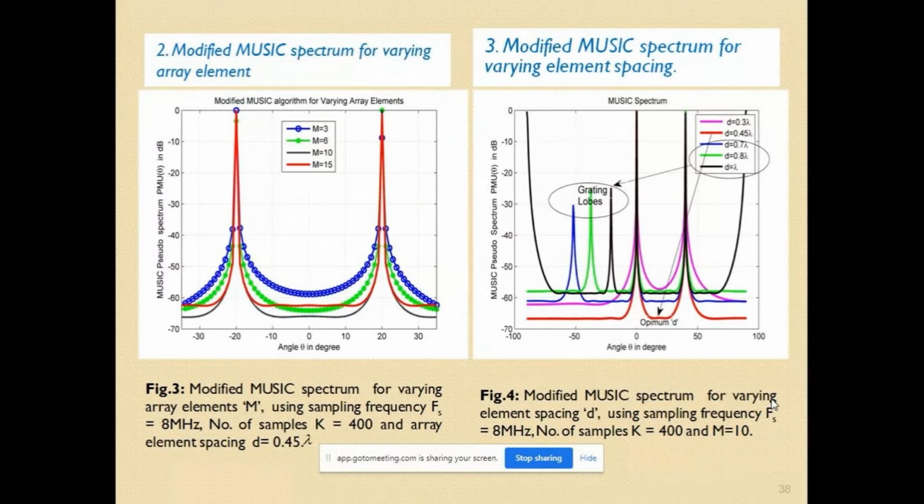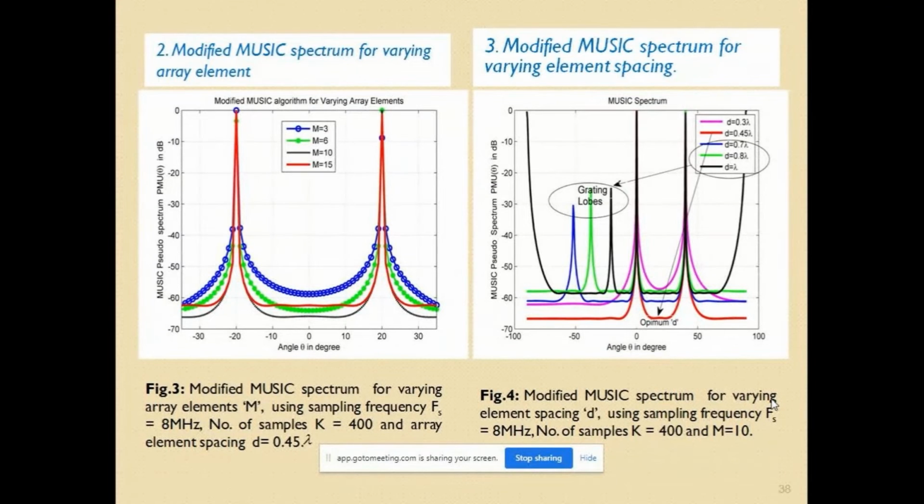We can note that every time, the directivity of the beam increases as the antennas are increased from M equal to 3 to M equal to 15. Figure 4 is a very interesting figure where we are varying d. d stands for the distance between two antennas.